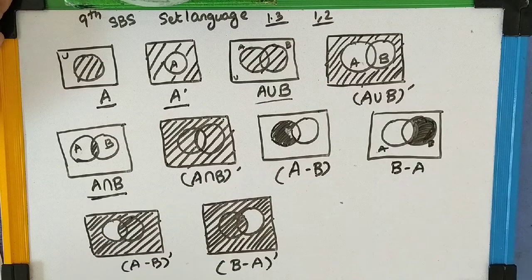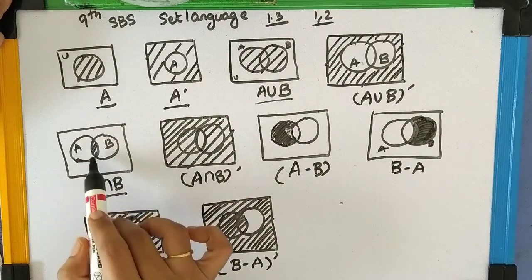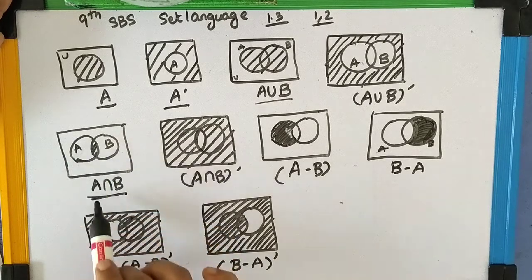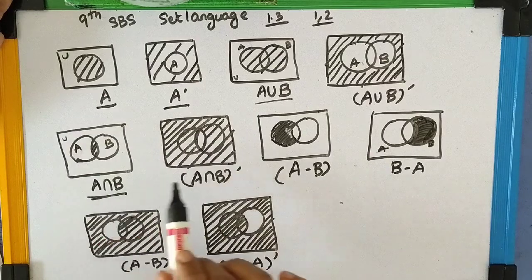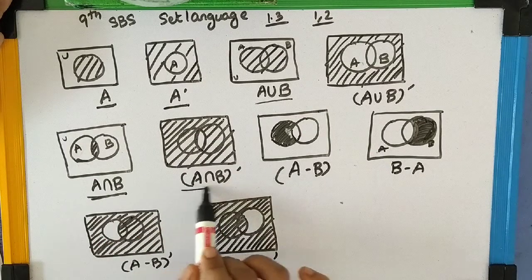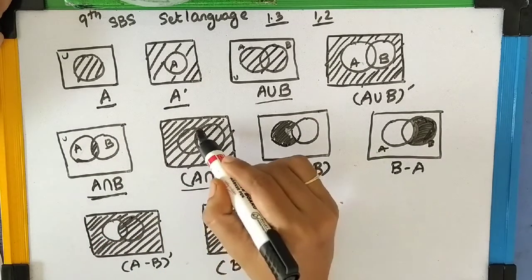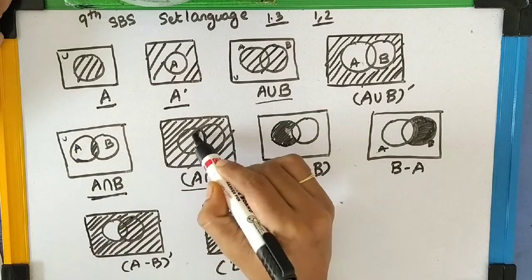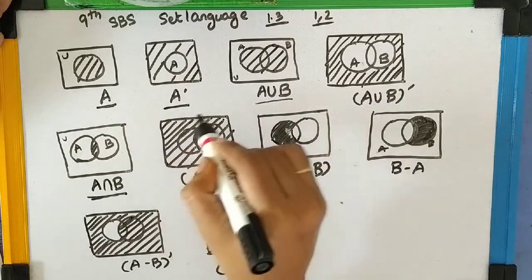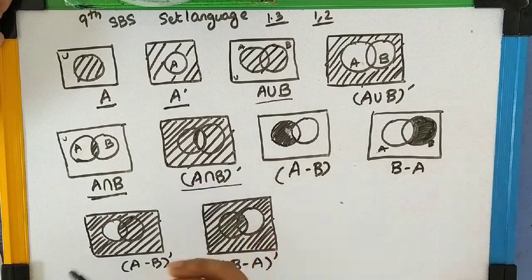Now what is A intersection B? What is the meaning of intersection? Yes, the common elements. So I have shaded only the common elements between A and B. Now what is A intersection B the whole dash? That is the entire universal set, the entire set except the A intersection B part.